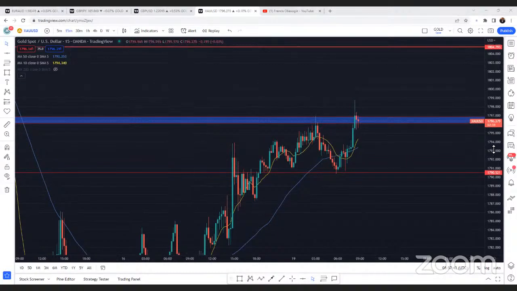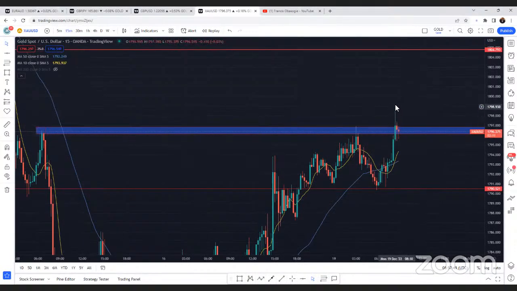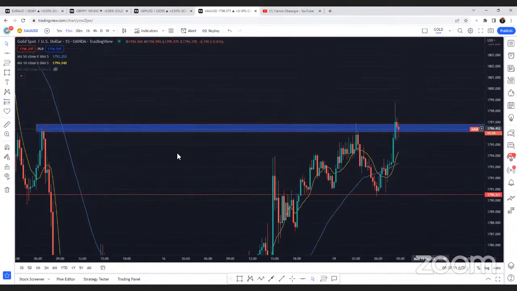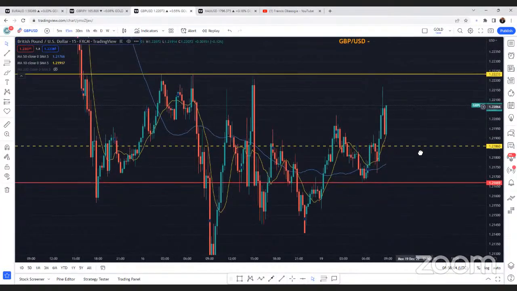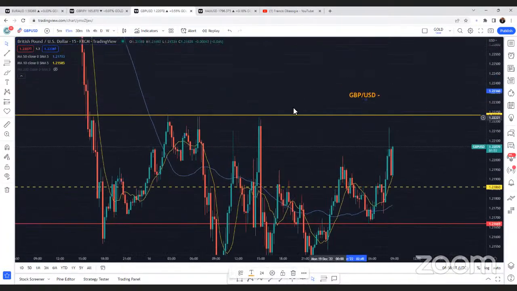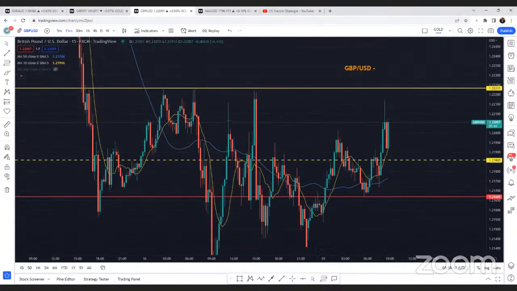Okay, so this is basically what we're looking at. We're looking for the price to break above gold here, break above, so we could enter a buy. Now, it's pretty much the same thing with GU, like I did say. There is some sort of resistance there. So price is pretty much stuck in this area.